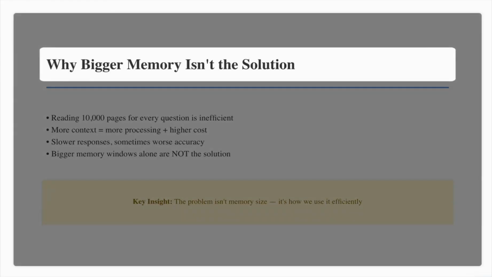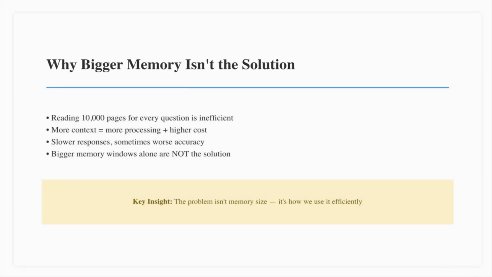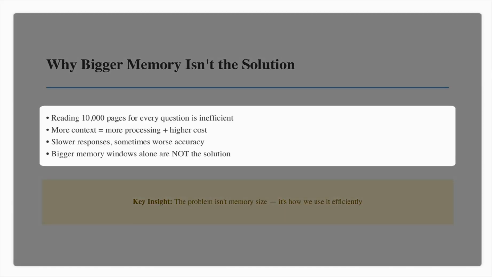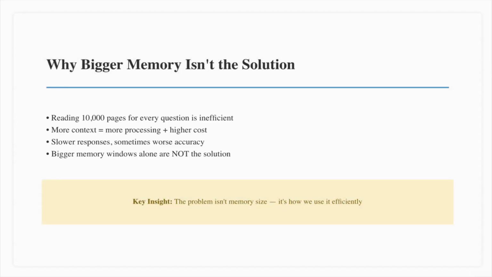Let's dive into why simply making the context window bigger isn't actually the solution to our memory problem. As we just covered, context windows have important constraints. Imagine if you had to read 10,000 pages of information just to answer a single question. That's what happens when we try to solve memory problems by just expanding the context window. It's incredibly inefficient. This inefficiency comes with real costs: more processing power, higher expenses, and slower response times. Sometimes, paradoxically, it even leads to worse accuracy because the model gets overwhelmed with too much irrelevant information.